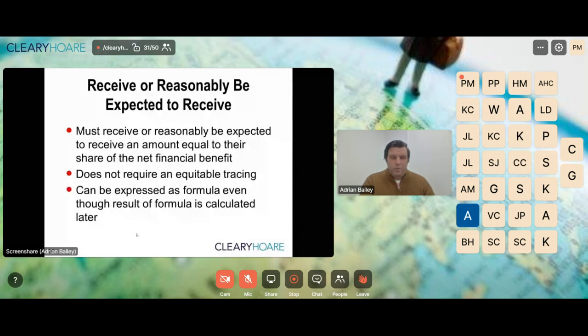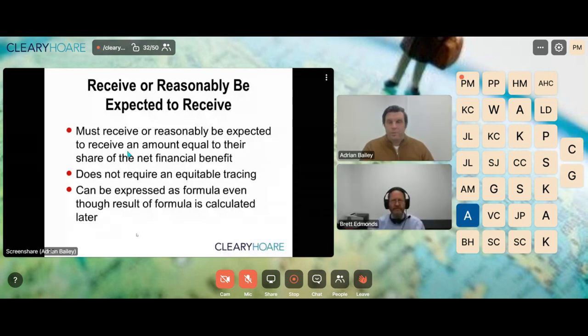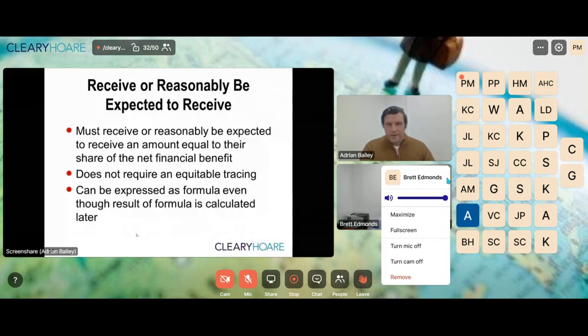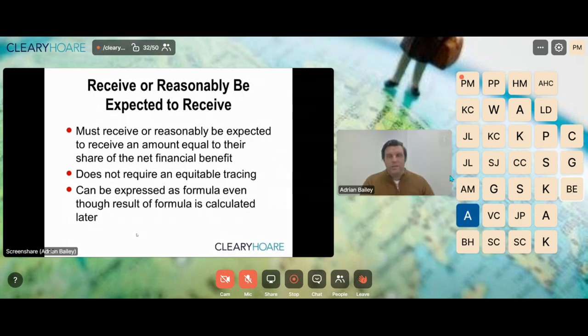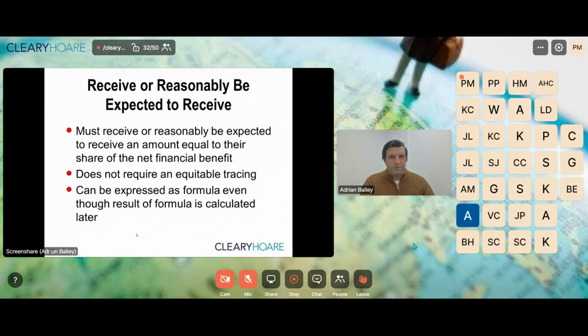In terms of that, there were those two other definitions there: receive or reasonably be expected to receive. So we must receive an amount equal to the share of the net financial benefit. As we mentioned here on the slide, it doesn't require an equitable tracing. So again, that concept of it doesn't have to be the actual $50 we received on the capital gain, as long as we receive the same financial benefit, the $50.